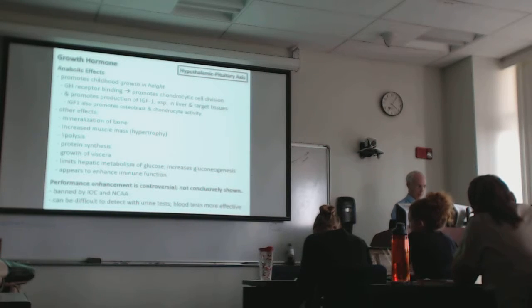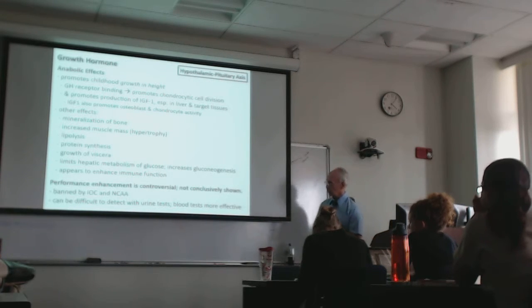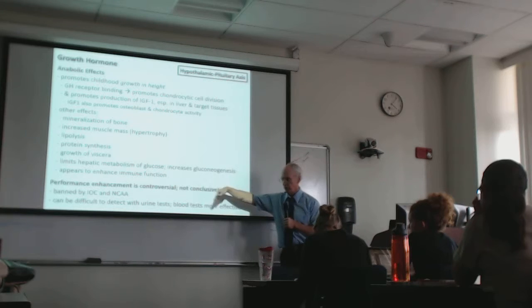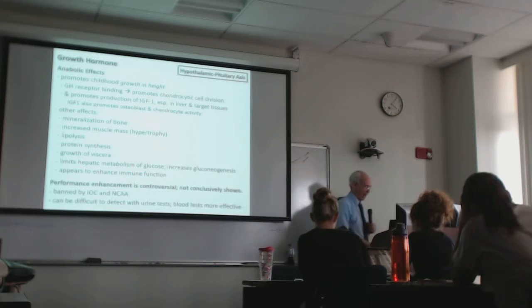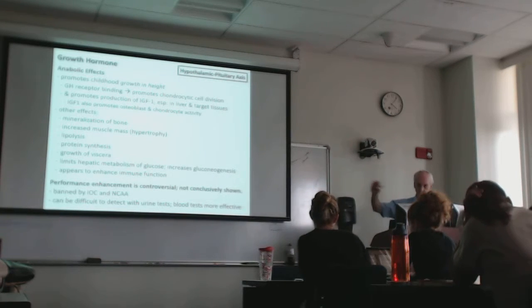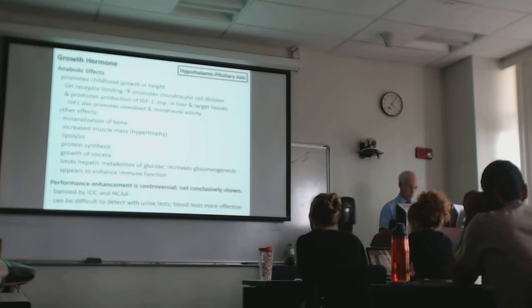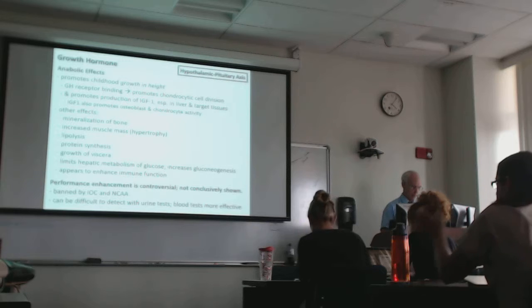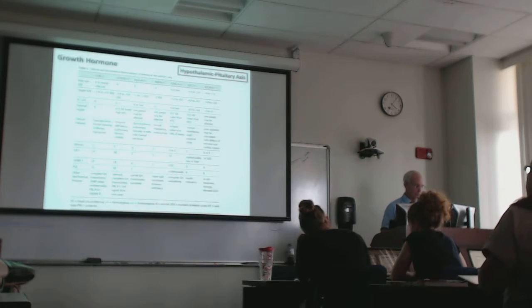And of course, we talked about the performance uses of growth hormone. It's banned by the Olympic Committee and the NCAA. It can be difficult to detect in the urine, so blood tests are sometimes used. It's like hackers and computer scientists. There's always a race to see who can prevail in getting the anabolic in the blood without being detected.